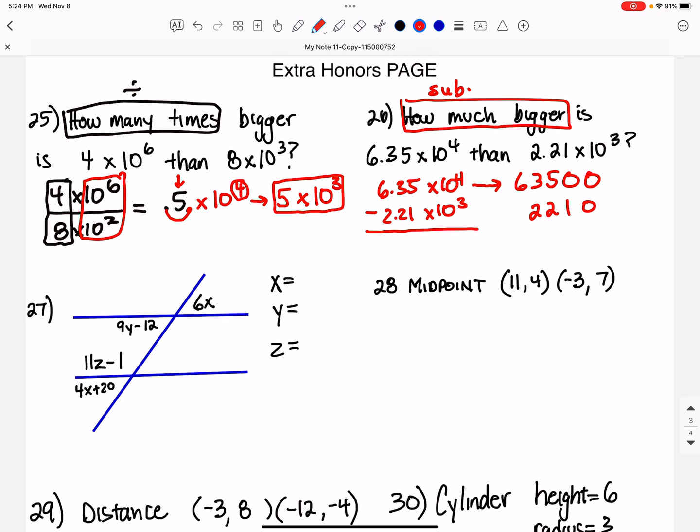2.21 becomes 2,210. Okay, let's see. Make that a 4, make that a 10. That's 0, 0, 2, 1, 61,200. So I put the decimal after the first number, and I'd have to make 6.12 into 612,000. I'd have to move it 1, 2, 3, 4 times. So times 10 to the 4th.